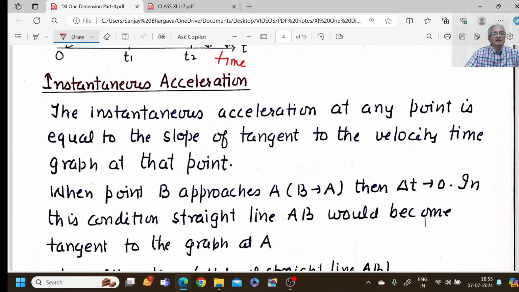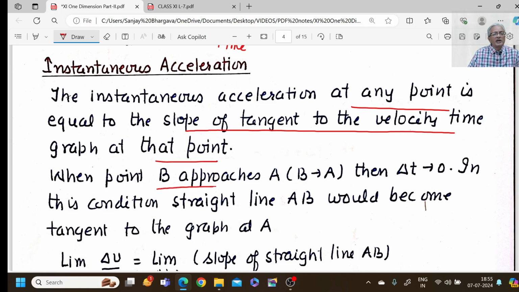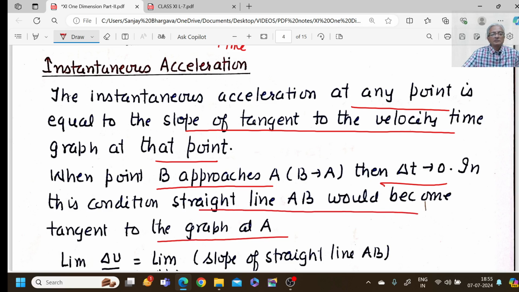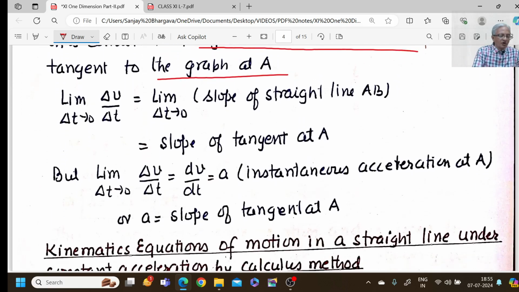Instantaneous acceleration, the concept remains the same. The instantaneous acceleration at any point is equal to the slope of the tangent to the velocity time graph at that particular point. Again, the logic is the same. When the point B approaches A, then delta t tends to 0. In this condition, the straight line AB would become tangent to the graph at point A. So, limit delta t tending to 0, delta v by delta t would be equal to limit delta t tending to 0, the slope of straight line AB, which would be nothing but the slope of the tangent at point A.